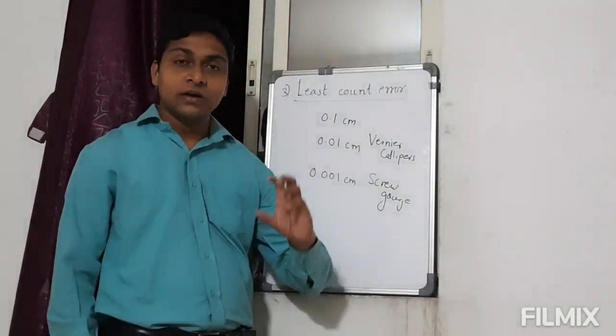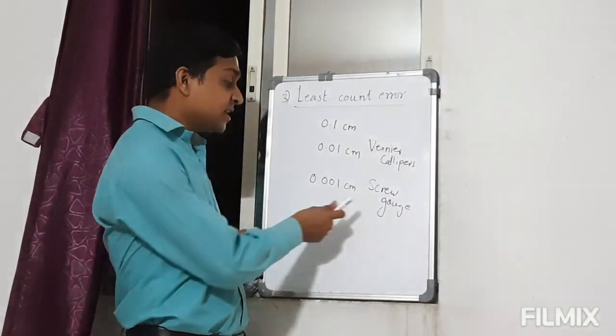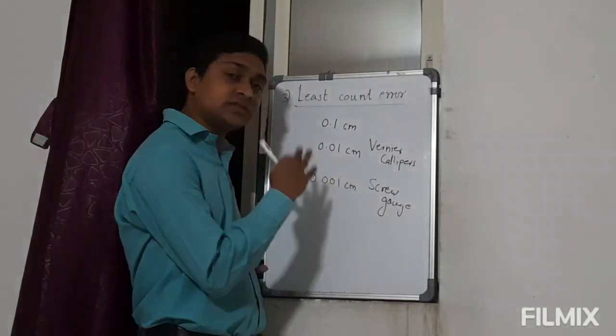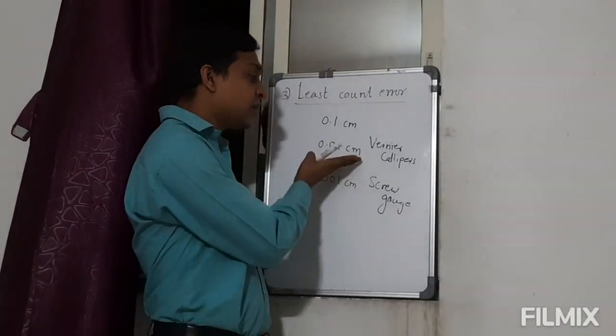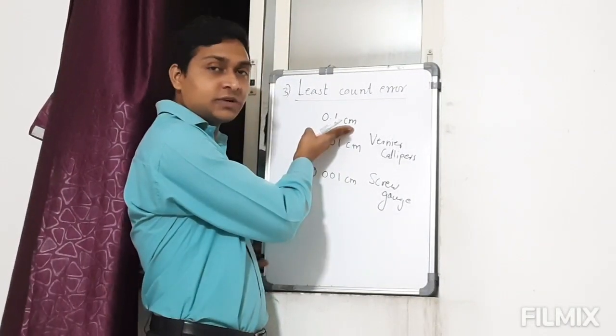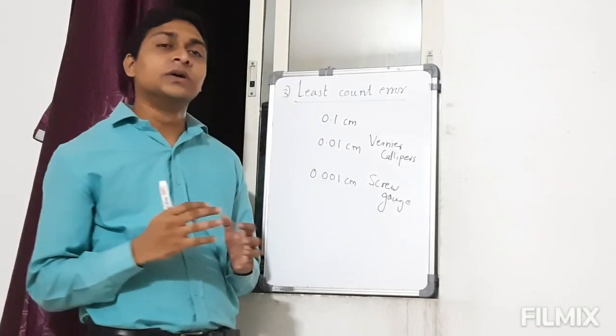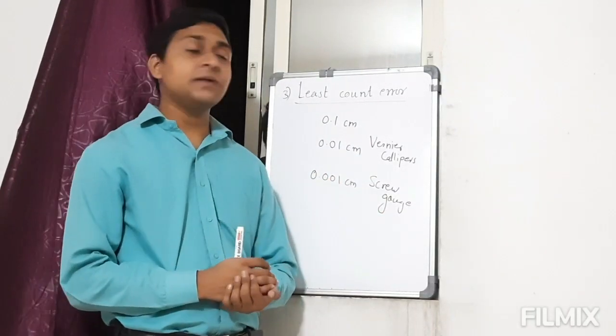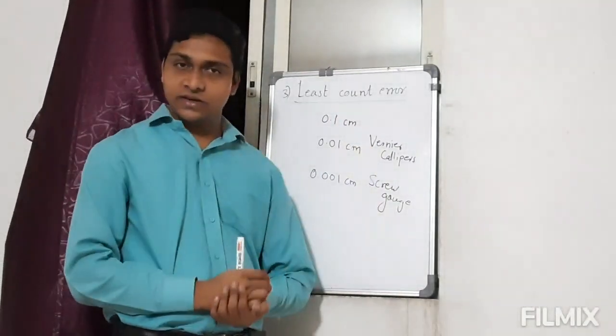Now the accuracy level is highest for your screw gauge. The accuracy of the screw gauge is the most, then it is the vernier caliper, then it is your normal scale. So according to your requirement we can choose a suitable device to minimize the error due to least count.